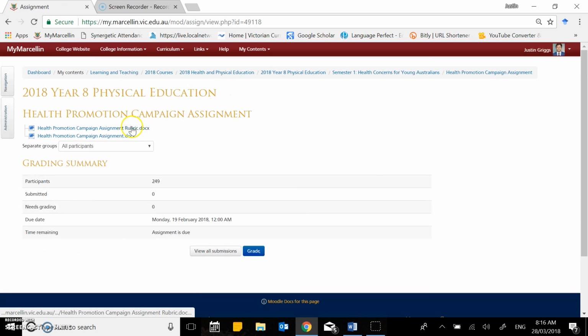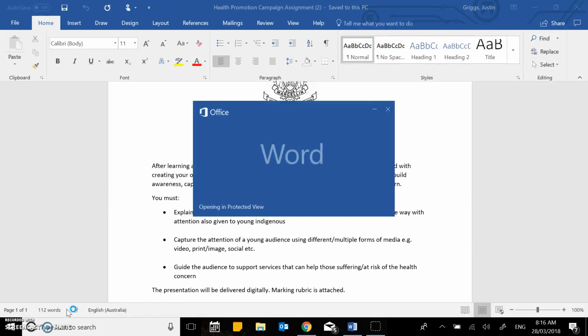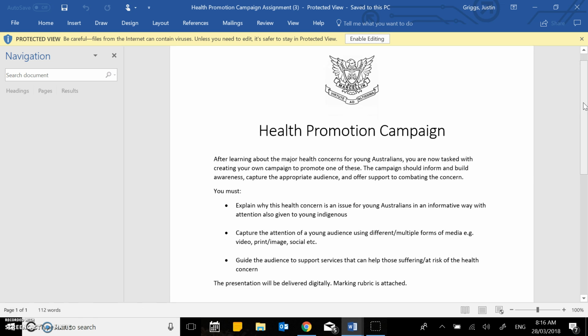So look, you've got your rubric, which is good to have. I'll download that there. And you've got your assignment details below that. So let's open up the assignment details here first. And you'll notice that what you're being asked to do is choose one of the specific topics we've discussed throughout term one. So the topics that are in your ebook, and focus in more clearly on that particular topic by creating a campaign to promote awareness of that particular topic.